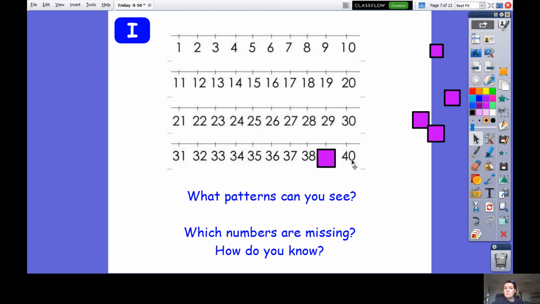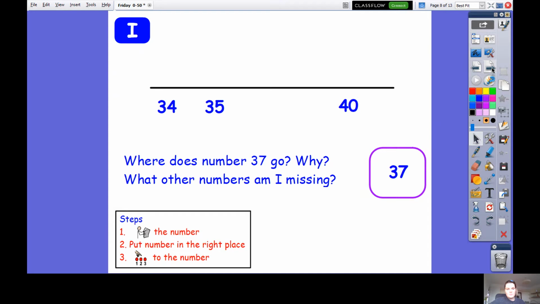You think it's 38? I think that's a good choice because this goes 9, 19, 29. So I think this one should have a 9 in. You think it's 38? Let's have a look. Absolutely right. Well done, superstars. Right. So knowing that, we can help to solve where this missing number goes.